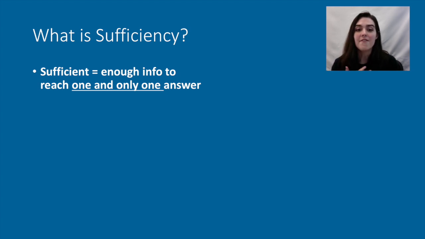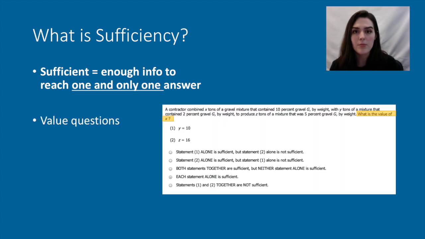So the first type of question is a value question. And in a value question, our problem is going to ask for a value or a number. Pretty simple. So here we have what is the value of x. So we want to be able to find one value for x. So that value might be something like 5, or it could be something like 7.8, or it might be something like (a plus b) over 2y. But it's one value, and it can't be anything else. So if we were to solve this problem and we get x equals 5, and it cannot equal any other number, then that is sufficient.